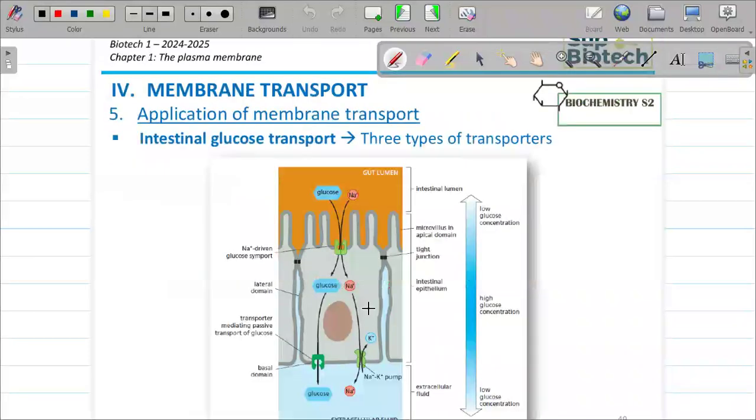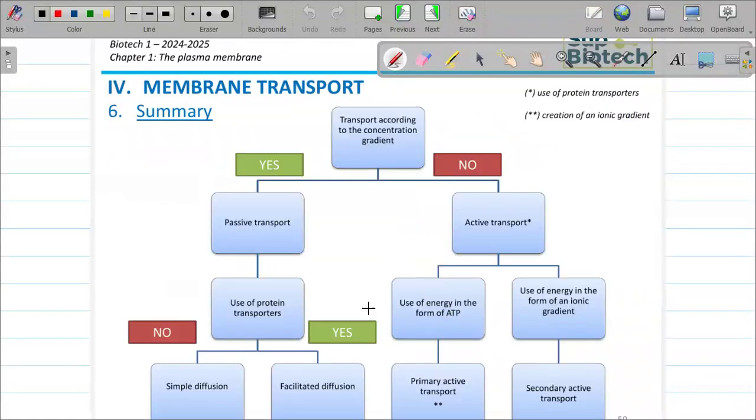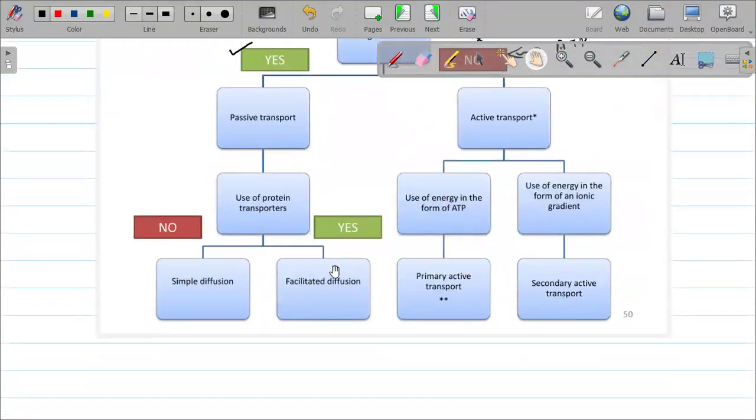This also we discussed under membrane transport mechanisms. So let us summarize this chapter. Transport according to the concentration gradient: if they go along with the concentration gradient, it is passive transport. If they go against the concentration gradient by utilizing energy in the form of ATP, then it is called active transport. The types of transport are simple and facilitated in the case of passive. In active, they always utilize a carrier protein and utilize energy in the form of ATP, by the movement of ions.